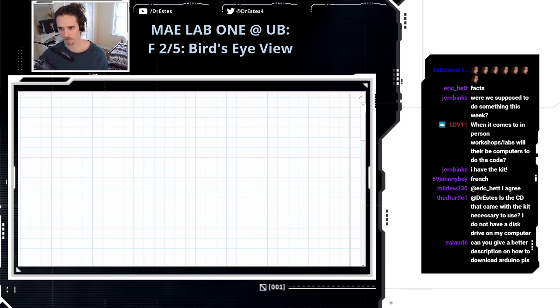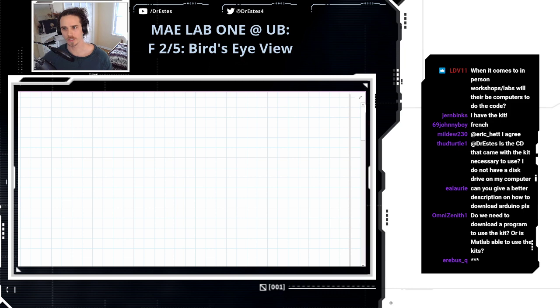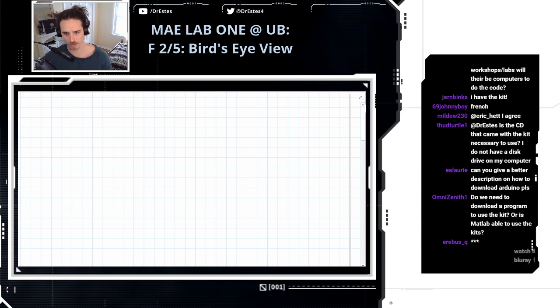Is the CD that came with the kit necessary to use? I do not have a disk drive on my computer. No, you don't need that CD that came with the kit. Can you give a better description on how to download Arduino? We can get to that. We'll get into all of this. We'll get into all your questions.